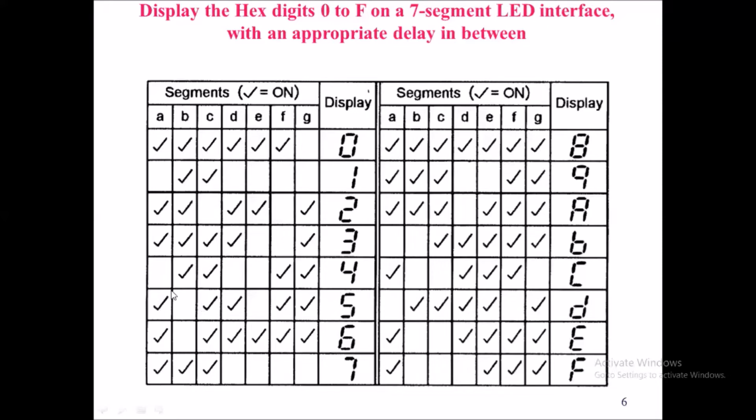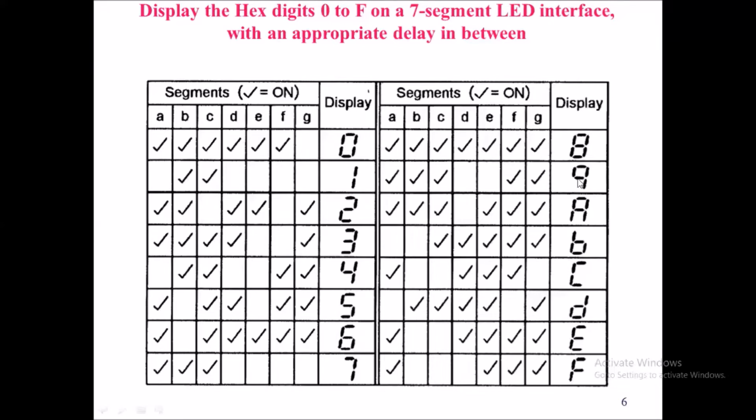To display 5, we need to select segments A, C, D, F, and G. And to display 6, we need to select segments A, C, D, E, F, and G, except segment B. If you want to display 7 on the seven-segment display, we need to select segments A, B, and C. We need to select only these three segments to display 7. Next, if you want to display 8, all the segments should be selected, including the middle one, the G segment. All the segments should be selected.